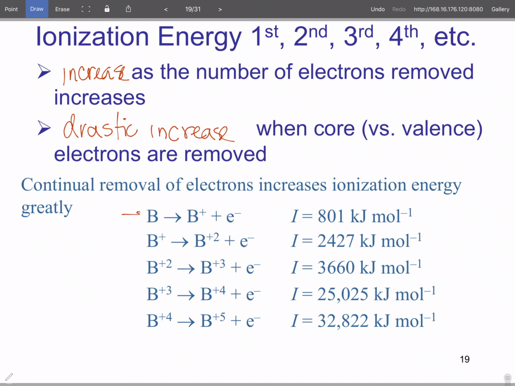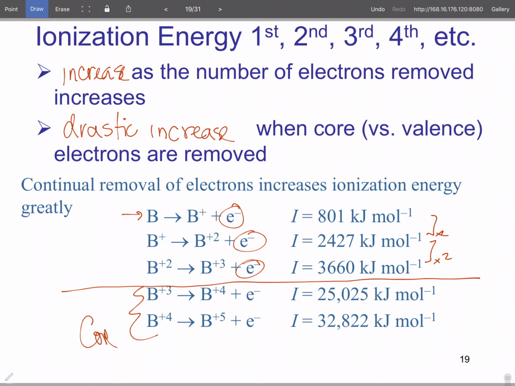So if we look at boron, we're losing our first electron, so we kind of double here. And then we go up again, not quite by 2, and then we can lose the first electron, the second electron, and the third electron. And then suddenly we're into the core here. Notice that we jump from 4,000 to 25,000. That's the difference, let's say, if you're lifting weights, between going from 25 pounds to 2,000. I don't know about you, but I can't do that. So we're good to go on that one.